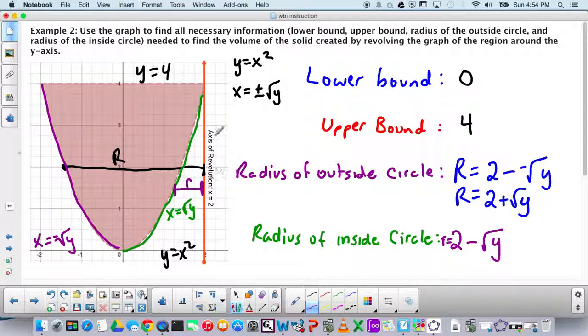So that one's a little bit different, but if you keep in mind you're still looking for the distance between the axis of revolution and the outside for the big R, and the axis of revolution to the inside, or the closest function, for little r, you should be able to keep it straight. But go ahead, you've got 3 practice problems, so give those a shot, and then we will take this necessary information and start to evaluate the integrals to find the volumes.